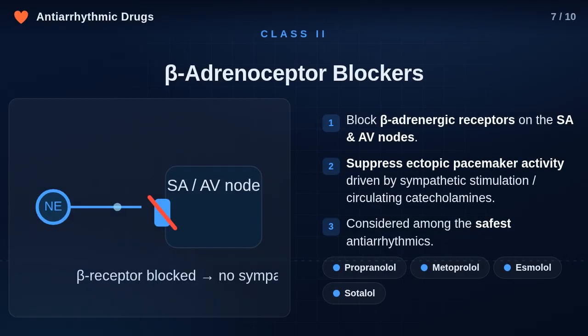Class 3. Potassium channel blockers. Amiodarone is the prototypical broad-spectrum agent. It blocks myocardial potassium channels, prolonging phase 3 repolarization. This increases the action potential duration and effective refractory period, seen as a prolonged QT interval. Amiodarone also shows weak class 1, 2, and 4 activity.